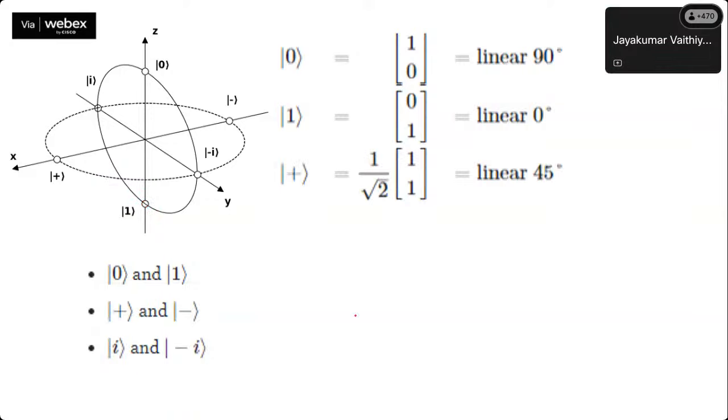Look at the plus state. It exists on the equator, so it belongs to both hemispheres. That is why it is represented with 1, 1. What is the magnitude of the plus state? 1 over root 2. We'll discuss why we got 1 over root 2.